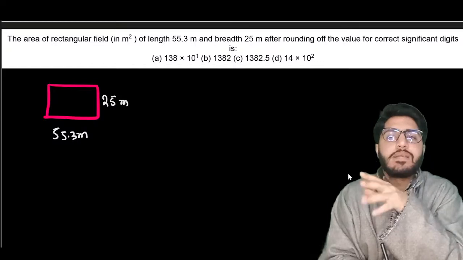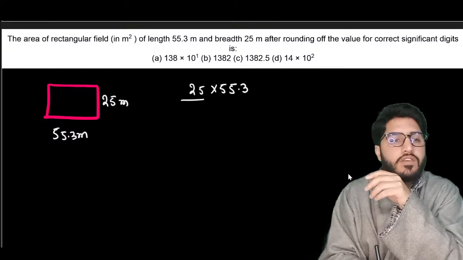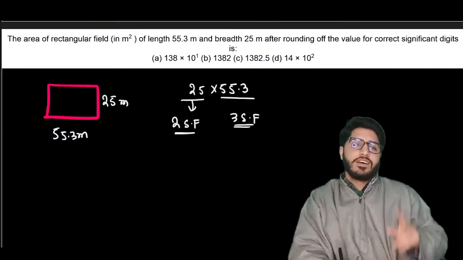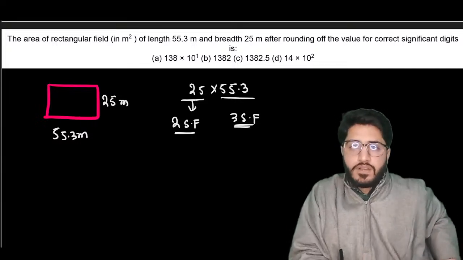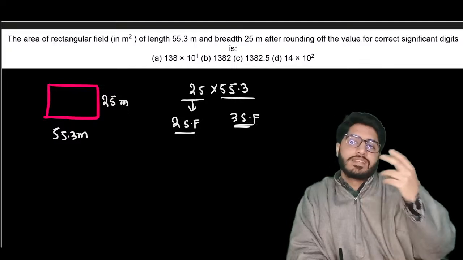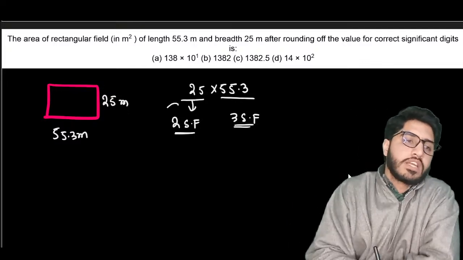So we have to basically multiply these two, right? So we have 25 multiplied by 55.3. Here we have two significant figures. Here we have three significant figures. If you know the rules of significant figures, when you are multiplying these two, the answer will possess the least number of significant figures. That means two significant figures.